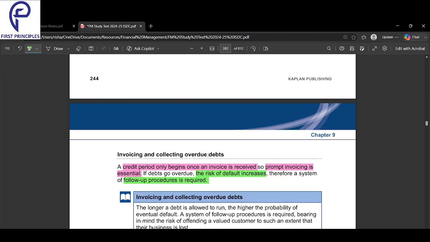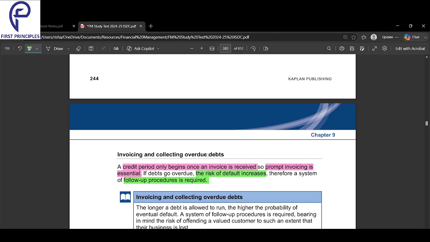So first of all, the moment you make a bill, from that day the credit period will start. So immediately make a bill. The day you make a bill, the credit period will start. So immediately you should make a bill.